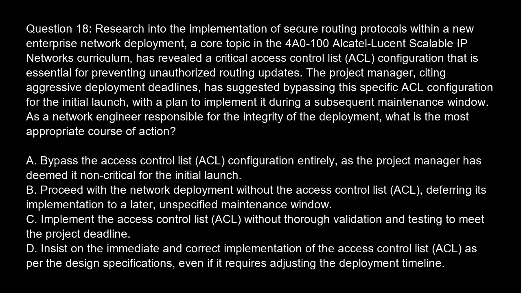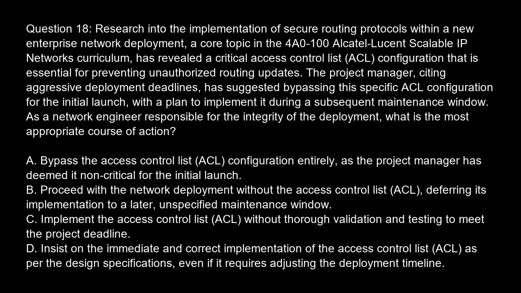Question 18. Research into the implementation of secure routing protocols within a new enterprise network deployment, a core topic in the 4A0-100 Alcatel Lucent Scalable IP Networks curriculum, has revealed a critical access control list, ACL, configuration that is essential for preventing unauthorized routing updates. The project manager, citing aggressive deployment deadlines, has suggested bypassing this specific ACL configuration for the initial launch, with a plan to implement it during a subsequent maintenance window. As a network engineer responsible for the integrity of the deployment, what is the most appropriate course of action?